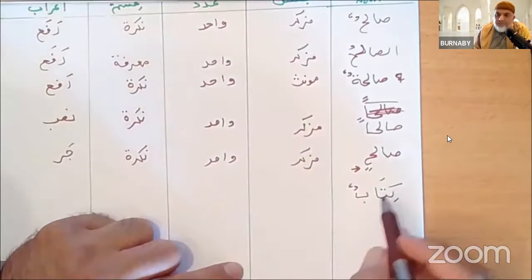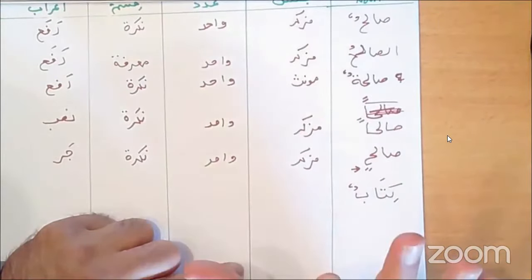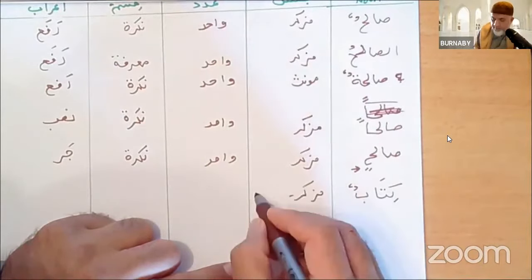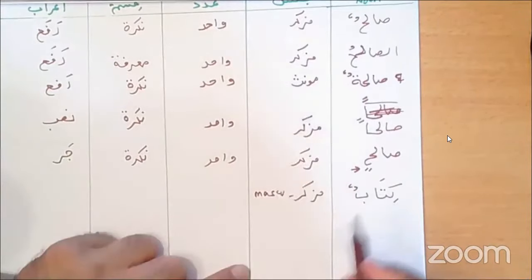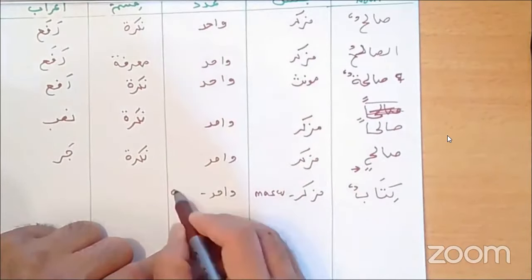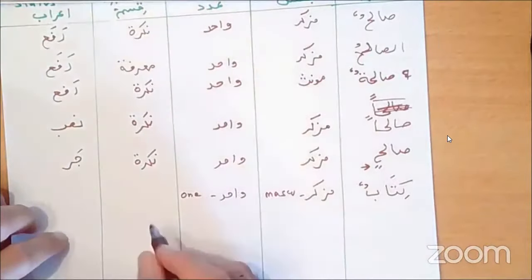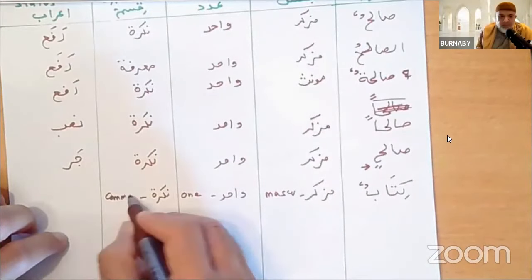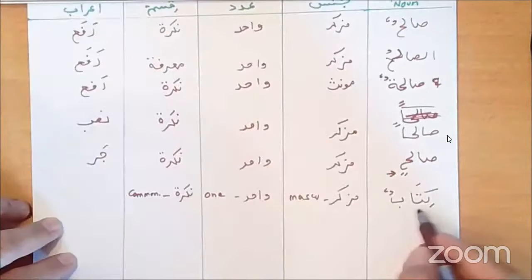So kitabun in Arabic is masculine. Masculine means mudakkar. Now is it one or wahid, meaning one? One. Is it common or proper? Common. So we're going to say nakira and we're going to say common. Agree? Okay. What is the status of kitabun? Rafa.